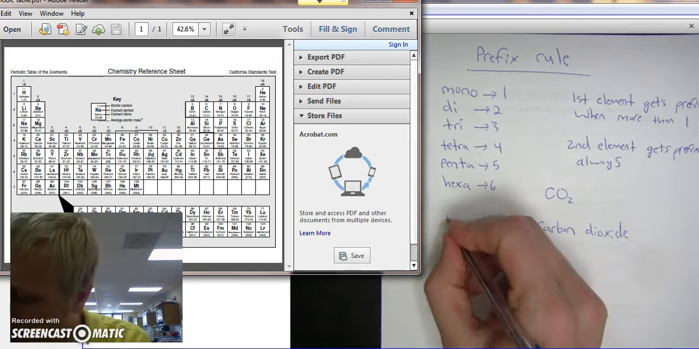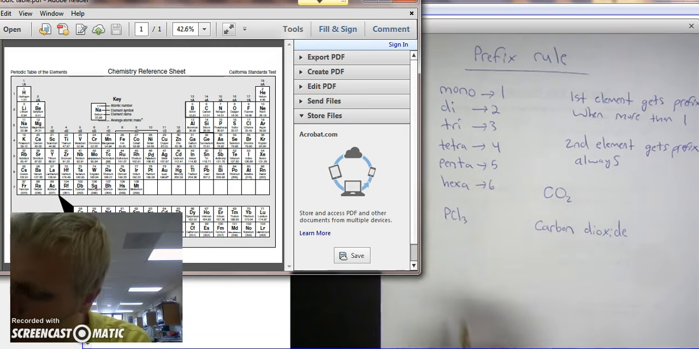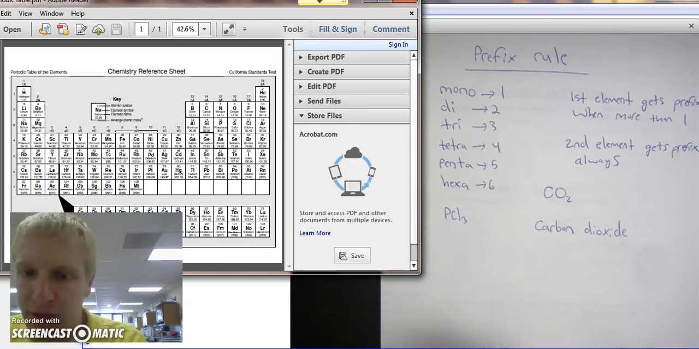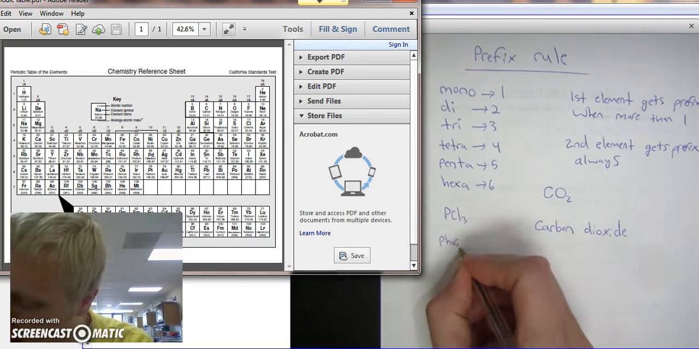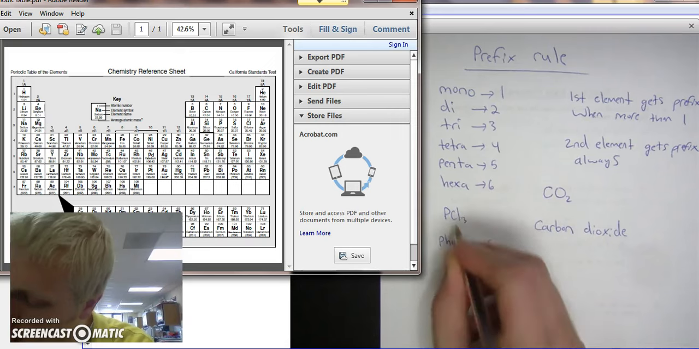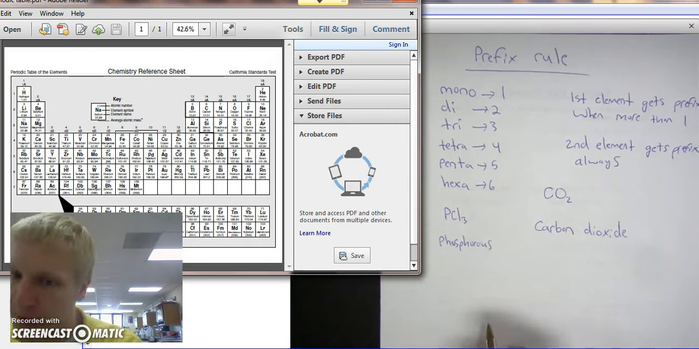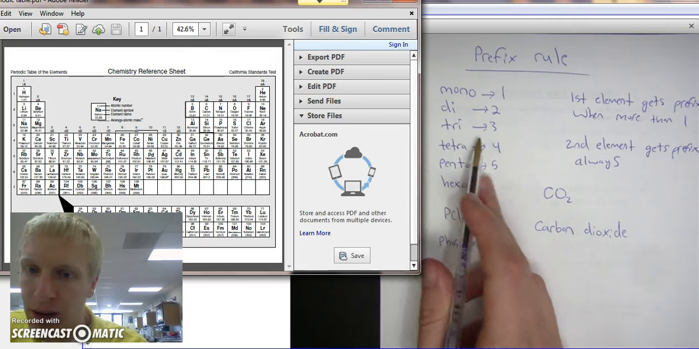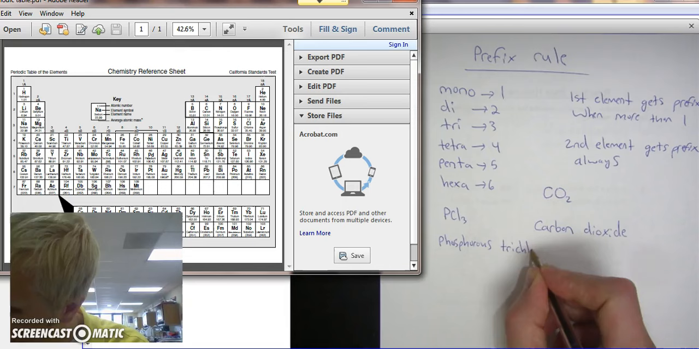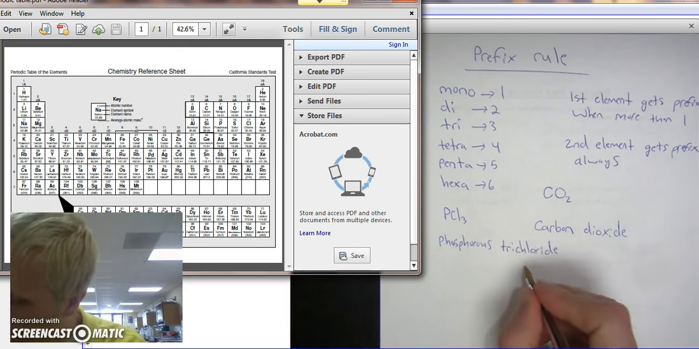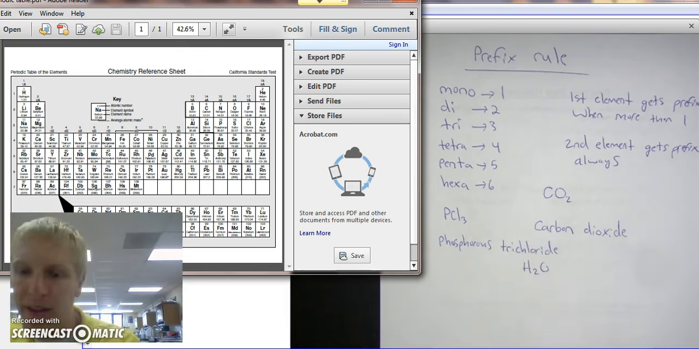Doing another example, we have PCl3, so phosphorus, there's just one of them. First element gets a prefix when there's more than one, so no prefix. This is phosphorus. And then chloride, there's three of them, so we go with tri, phosphorus trichloride.